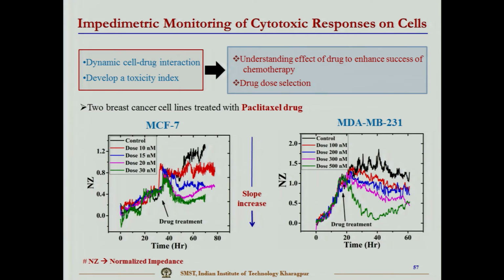What we observe is that the black one is the control, control meaning without any drug, and the cell growth process is taking place further and further, going up and up. But for the red color, with a dose of 10 nanomolar of this drug, some of the cells have died, and so its impedance value has diminished.